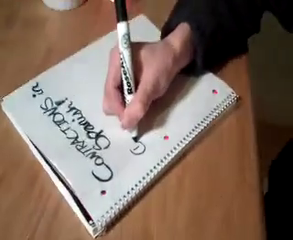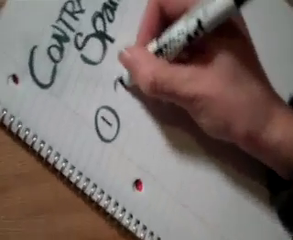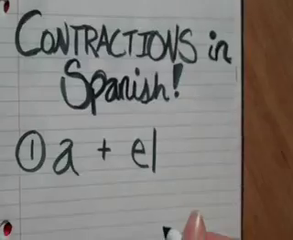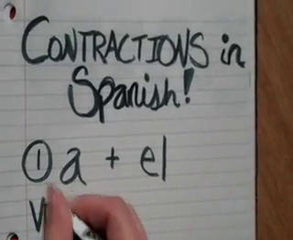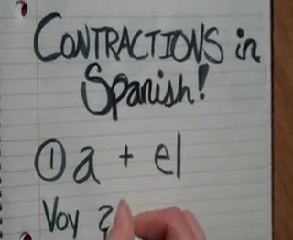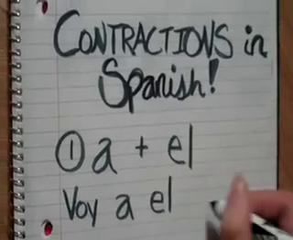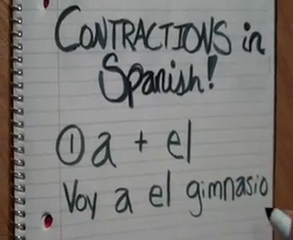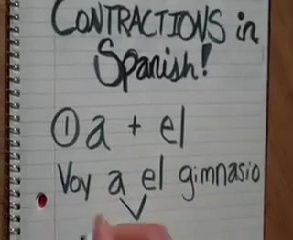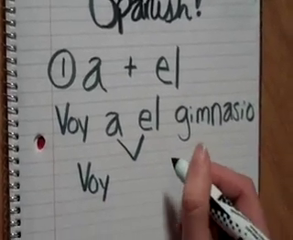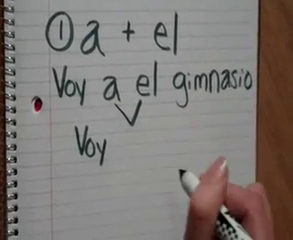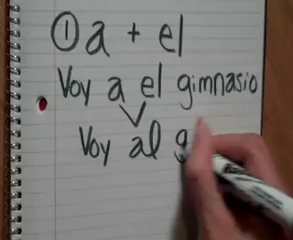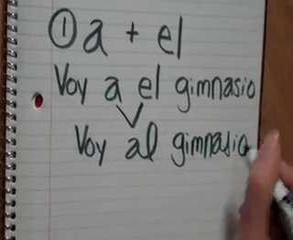Our very first contraction comes from the word a, which is to, plus el, which is the. So if you wanted to say, for example, voy, which is I'm going, a el gimnasio, which is gym, I'm going to the gym. Voy a el gimnasio. You have to combine these two words in Spanish. It isn't like in English where you can just decide whether you want to combine them or not. It's mandatory in Spanish. So you say voy al, you drop that e and add the other word, gimnasio. So this is your contraction.